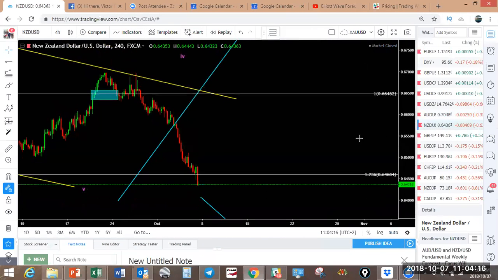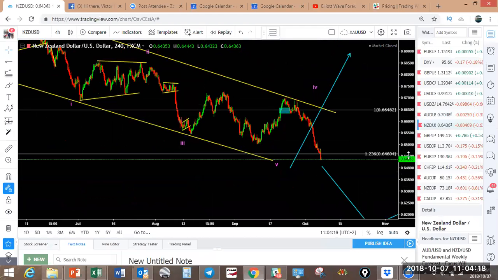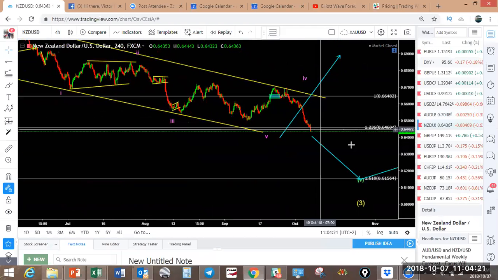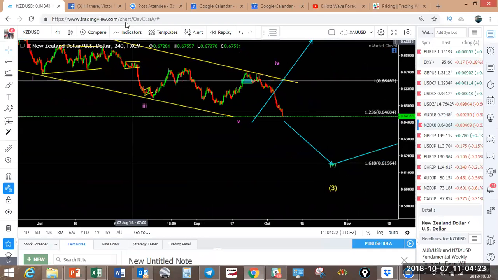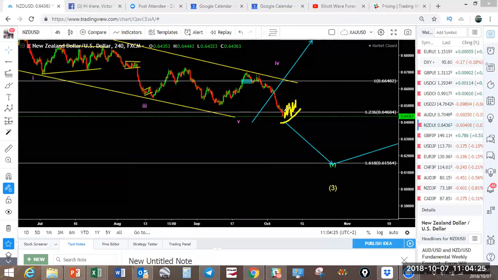So New Zealand, if we're on the 4-hour here, we just need to go to the last wave. We're looking for the last wave 5 there. Any corrective structure, you can take this one down. Still bearish, we're still taking it down. So wait for these corrections and take it down.